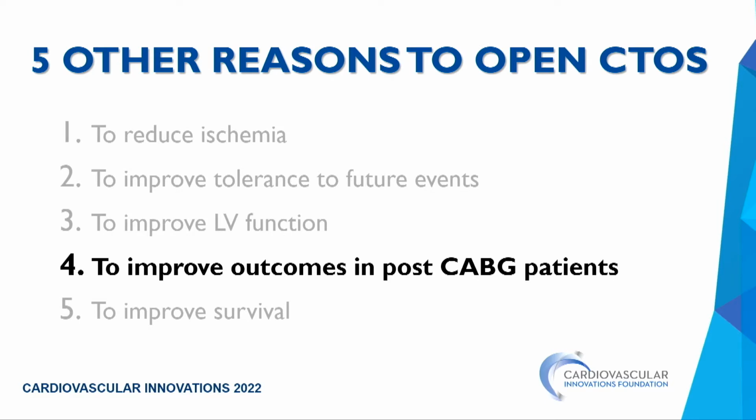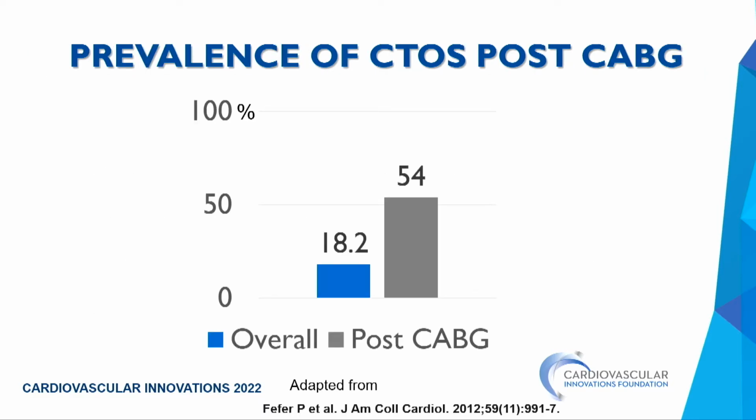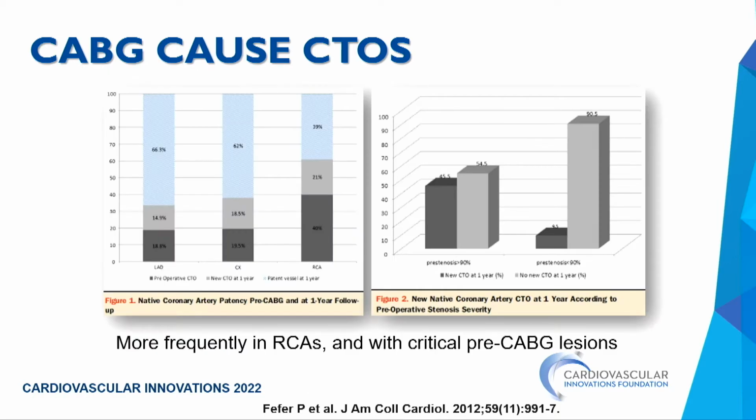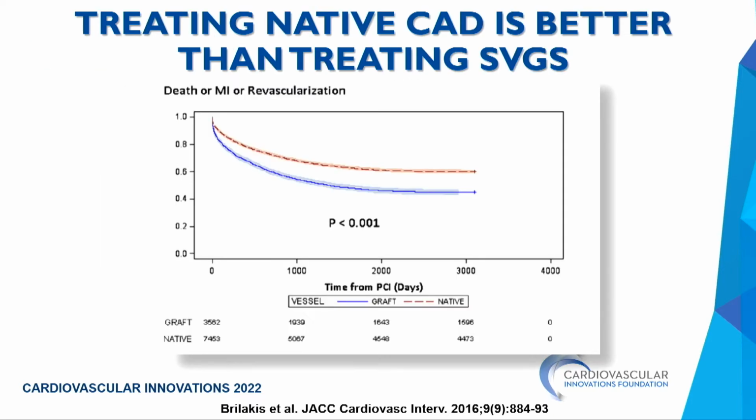Can we improve patients post-CABG? Of course. Prevalence of CTOs post-CABG is up to 50%. Why is that? CABG caused CTO. And it's more prevalent when you have a severe stenosis. It's not about natural progression of disease. It's caused by the competitive flow in the artery. And we know that once the graft is down or failing, treating the native coronary disease will be much better than treating SVG. This is observational data, but it's 10,000 patients where Manos showed that in ACC and CDR that treating a native is better.